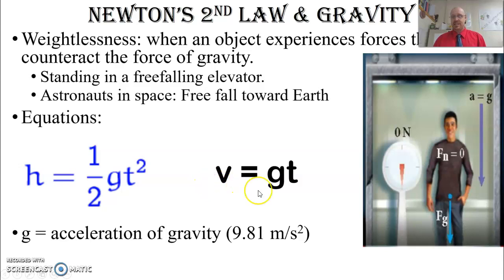And then also velocity, you can tell how fast something is going. That penny or that rock, when you drop it, you count how many seconds it takes to hit the ground, multiply that times gravity. That would be the meters per second that object is traveling when it hits the ground.